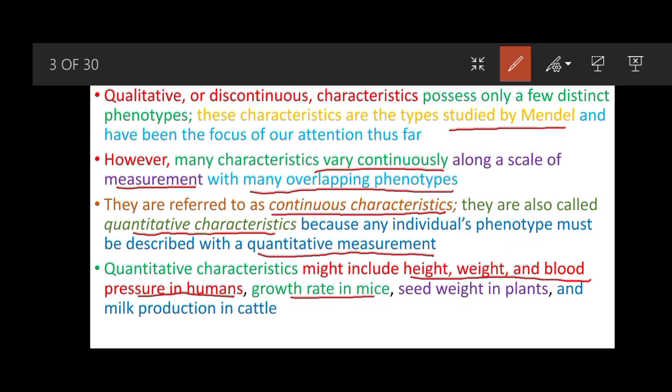Examples of quantitative characteristics may include height, weight, and blood pressure in the case of humans, and growth rate in mice, as well as seed weight in plants, and milk production in cattle, as well as oil content in different crops. For example, oil quantity produced by the corn plants. So there are many different quantitative traits which we are dealing with nowadays.